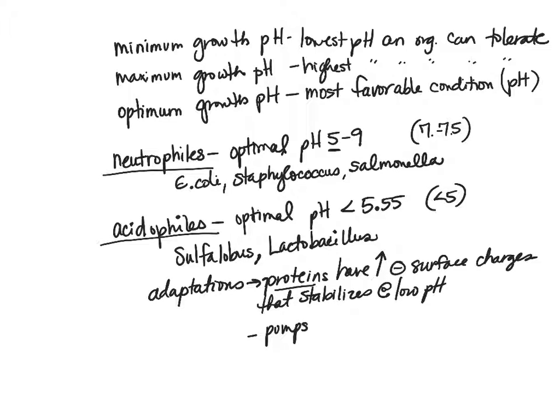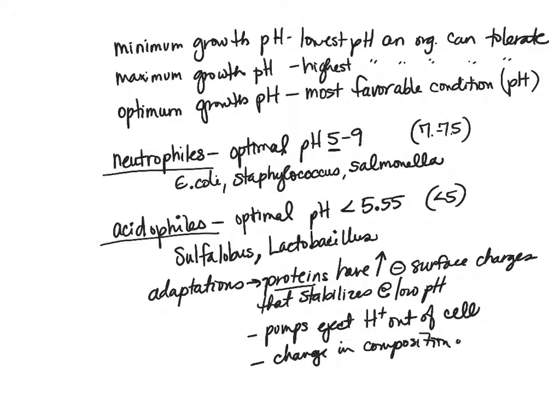So pumps that actually eject hydrogen ions out of the cell. They don't want there to be that much hydrogen inside of them, so they just have pumps throughout the cell that are pumping excess hydrogens out. And then also they have a change in the composition of their membrane phospholipids.